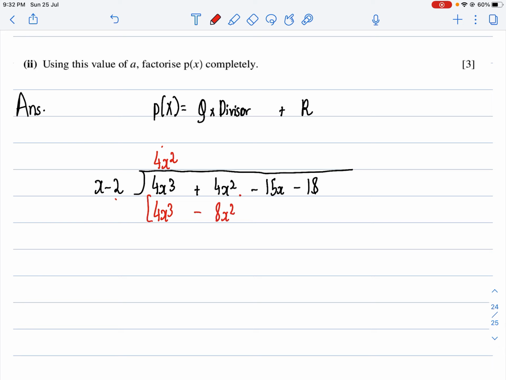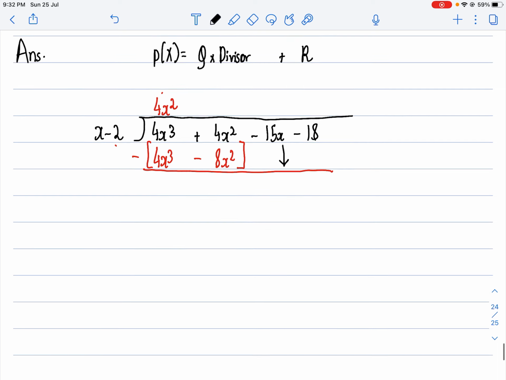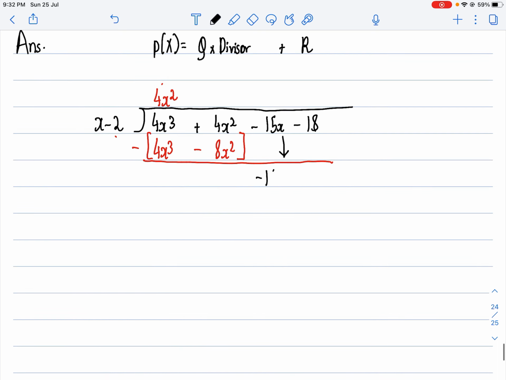I can multiply this full thing by negative. Now I can get minus 15x minus 18 down, so I write minus 15x minus 18 here. When I take the negative inside the bracket, I get 4x cube minus 4x cube, which cancels out to be 0. The negative and negative becomes positive, so I get 4x square plus 8x square, which is 12x square.